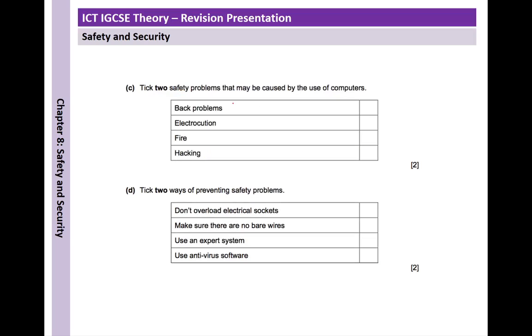Next, 2 safety problems. The safety problems are electrocution or fire. To prevent them, do not overload electrical sockets to prevent the fire, and make sure that there are no bare wires as well to prevent the electrocution.